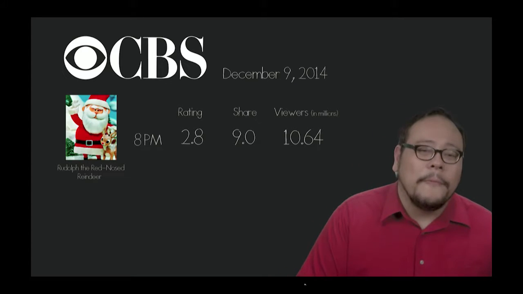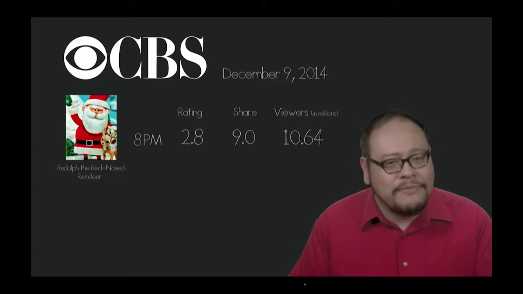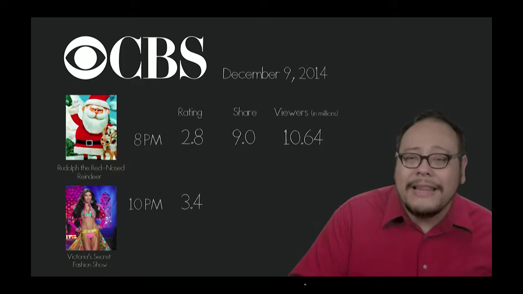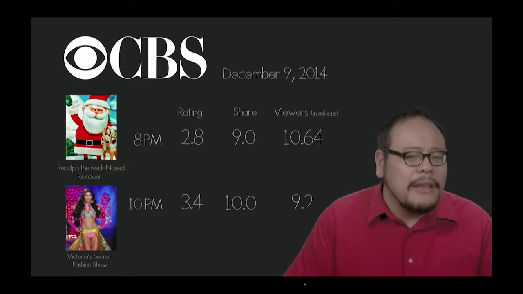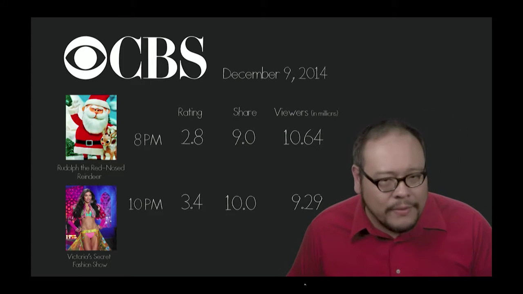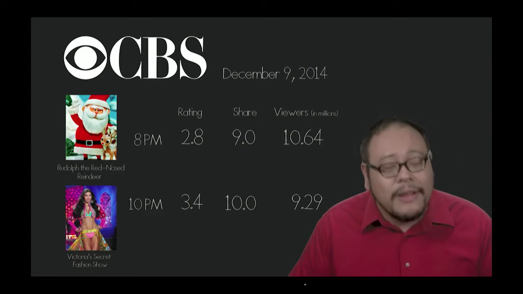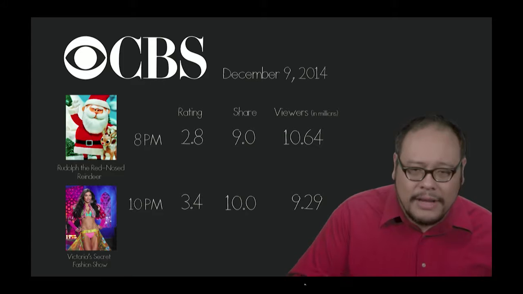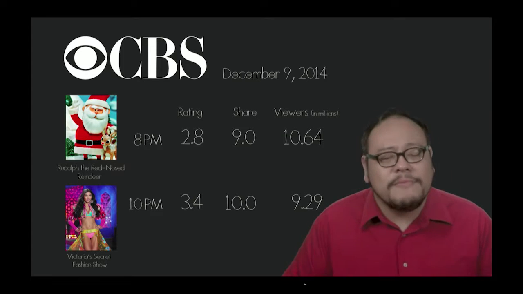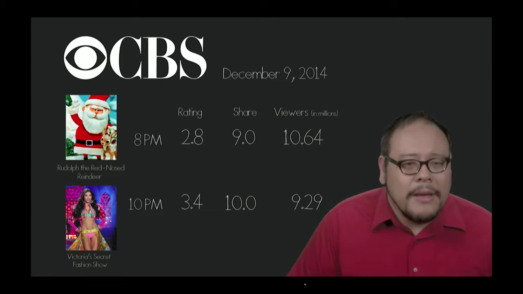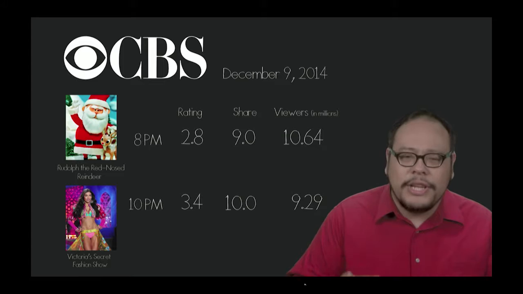Now, let's compare that same channel to, say, 10 p.m., which has a rating of 3.4 and a 10 share, but only an estimated 9.29 million viewers. The number of viewers is down, and the share is higher because some of the people turned off their TV and went to bed. Of those people that are still watching, 10% are tuned into that channel, up from 9% at 8 p.m. But this only applies to viewers watching live.